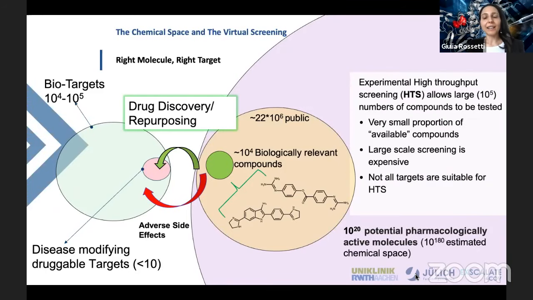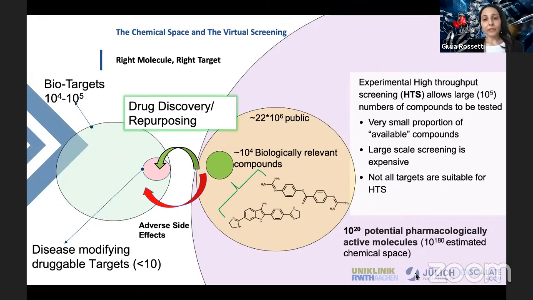There are several experimental screening procedures, but these are usually relatively expensive. And most importantly, for each screening, you have to retailor the assay for the target. And not all the targets are suitable to be experimentally screened. So in this respect, the use of computational approaches can be extremely relevant to speed up at least this process of matching the huge chemical space of possible molecules with the specific target of your interest.